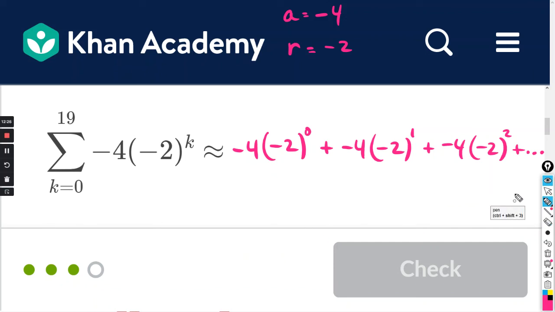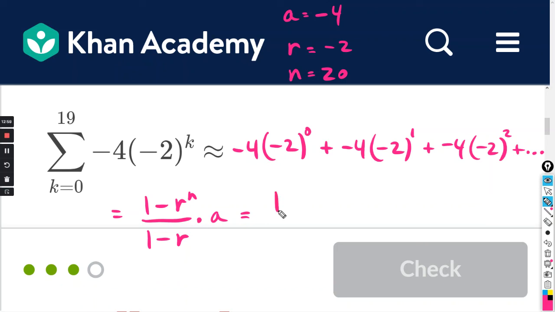And finally, we want n, the number of terms. Well, we start at 0 and we go to 19. If it was 1 through 19, that would be 19 terms. But since it's 0 through 19, that's going to be 20 terms. So now we just use the formula: (1 minus r to the n) divided by (1 minus r), times a.